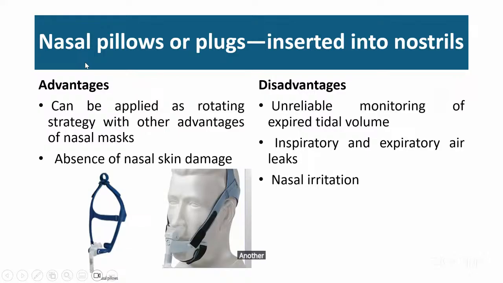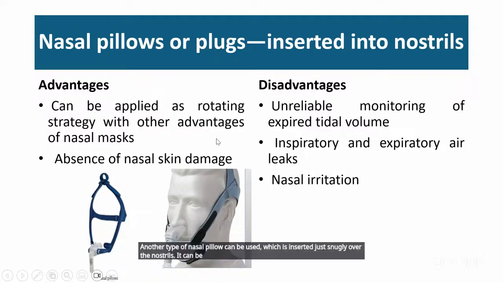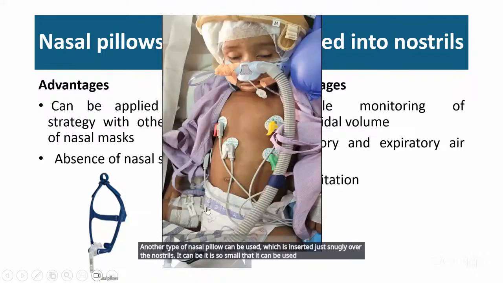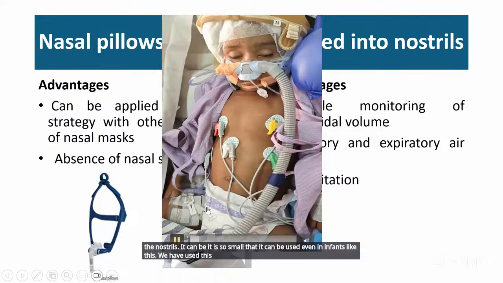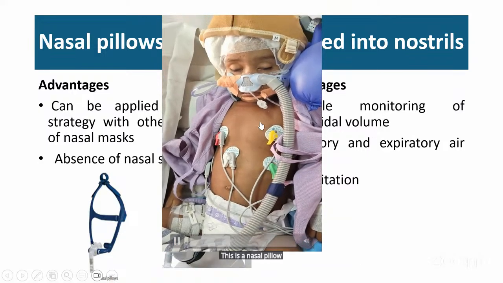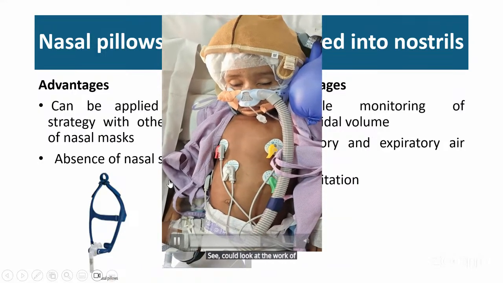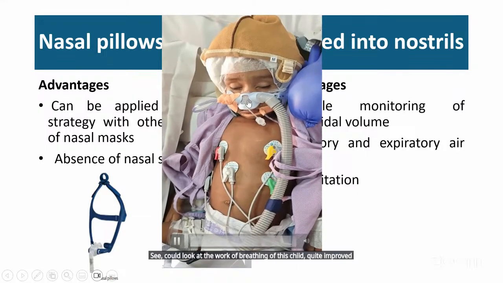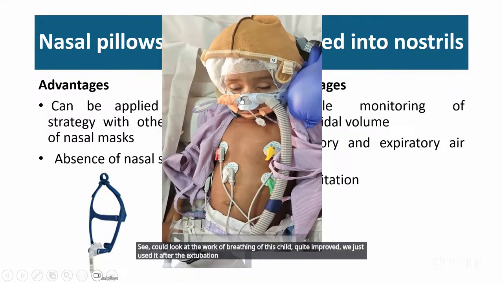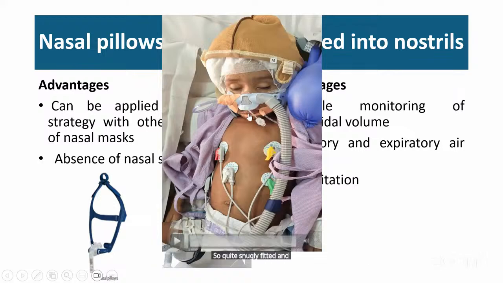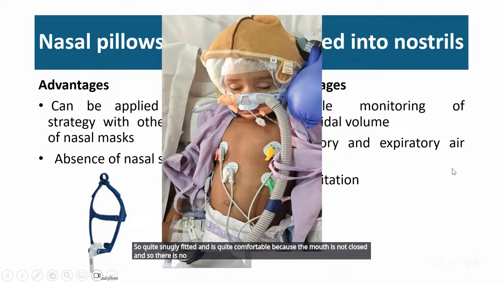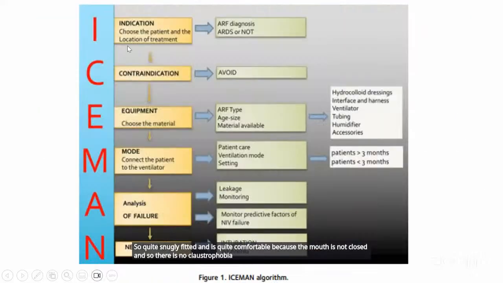Another type, the nasal pillow, can be used, which is inserted snugly over the nostrils. It is so small that it can be used even in infants. We have used this. This is a nasal pillow. See, good, look at the work of breathing of this child, quite improved. We just used it after extubating this child. It is quite snugly fitted and quite comfortable because the mouth is not closed, so there is no chance of claustrophobia.